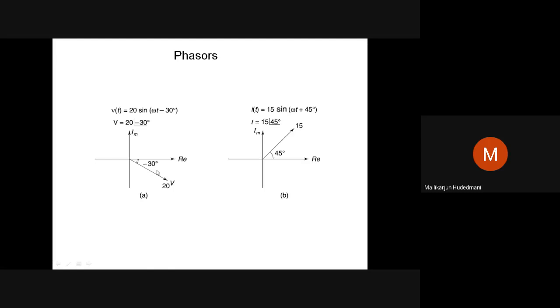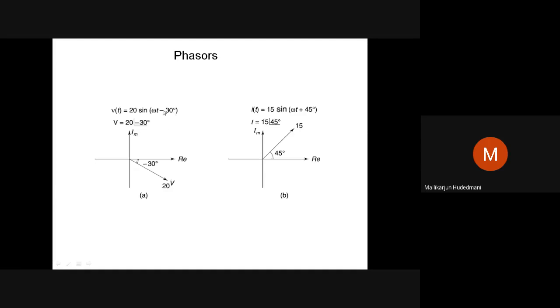In polar representation, you are already aware that rectangular and polar are the two types of complex representations. In polar representation, magnitude and angle are represented symbolically as 20 angle minus 30. It shows that 20 is the absolute value, the magnitude, and minus 30 shows the angle by which this vector is behind the reference. If the reference is the horizontal axis, a vector of magnitude 20 is drawn 30 degrees behind it. That is the 20 sin omega t minus 30 representation.